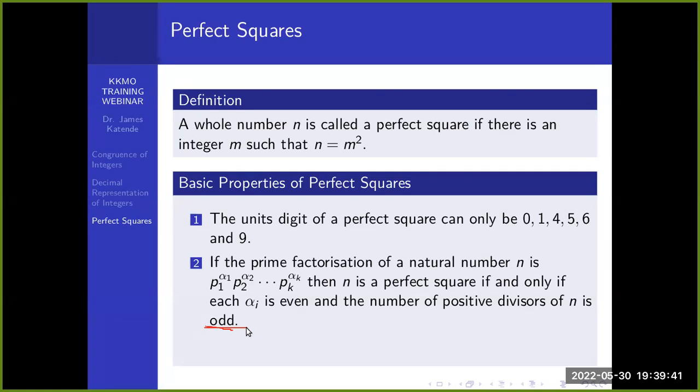There are some techniques for counting the number of divisors of a given number once you know its prime factorization. I will skip that. Let's just take this to be true: the number of positive divisors must be odd. It comes from some other technique. I will not go into that for now, unless someone really wants to know.